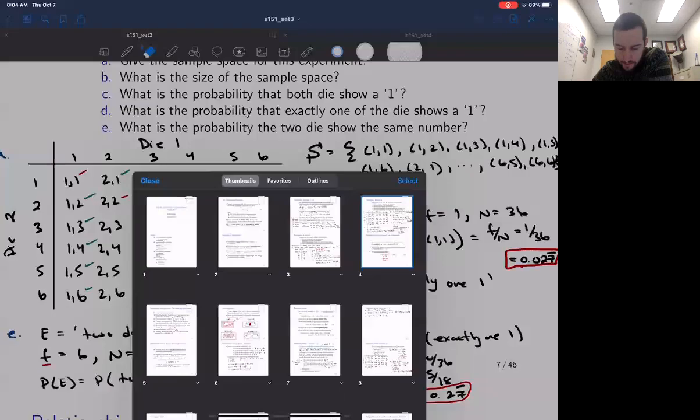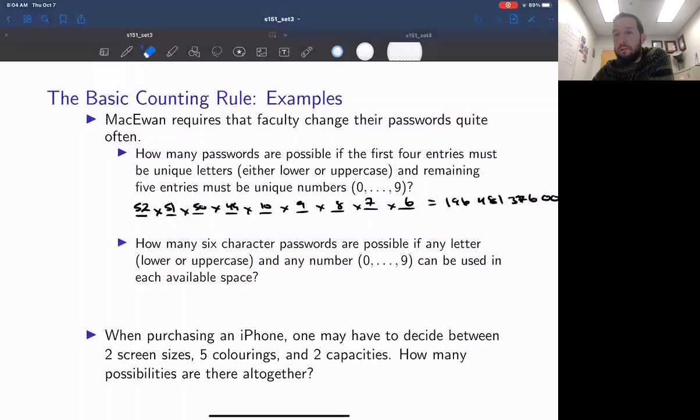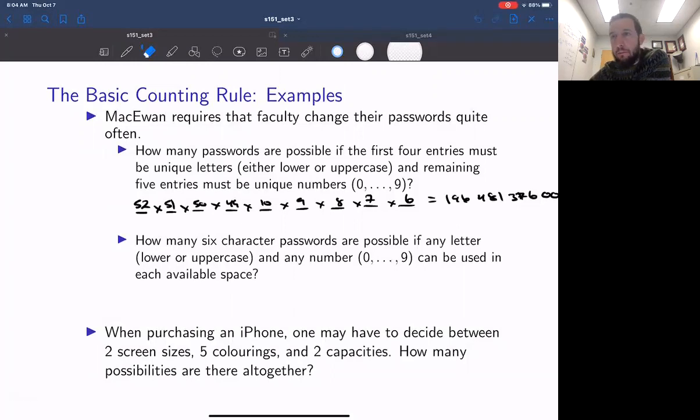So our basic counting rule is effectively just a rule for enumerating the number of possibilities across all of the different actions that we can perform in an experiment. The value of the basic counting rule is it can help us enumerate the size of a sample space and help us to count how many possible ways there are to observe a particular outcome within the sample space that we are working with. Okay, so for example, the first illustration on slide 35 asks how many possible passwords are there if the first 4 entries have to be unique letters, and we can have either lower or uppercase, and the remaining 5 entries have to be unique numbers, and we can choose between 0 and 9.